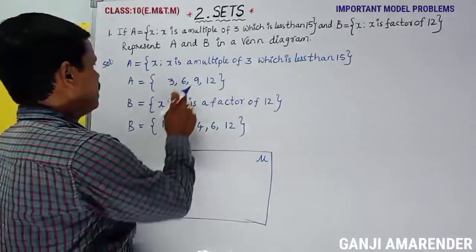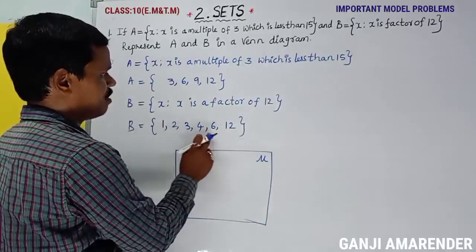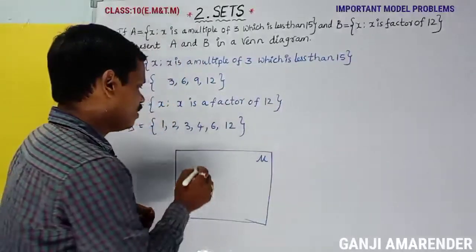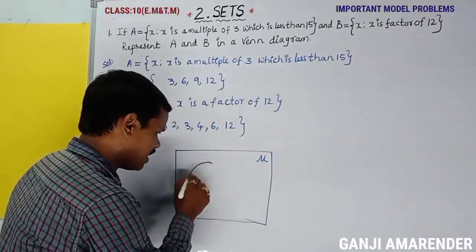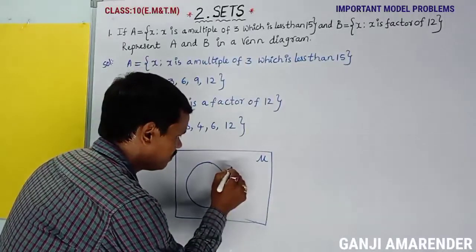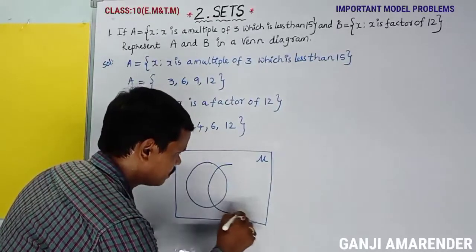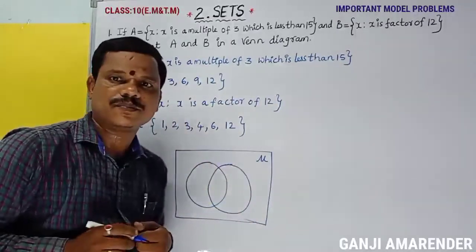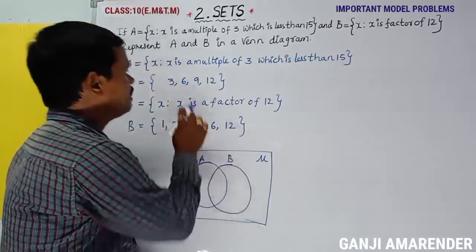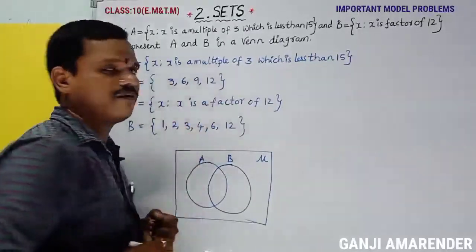Here 3, 6, 12 are the common elements. So the sets in a Venn diagram, set A and set B, you take circles. Okay, this is A, this is B. Here 3, 6, 12 are common elements.